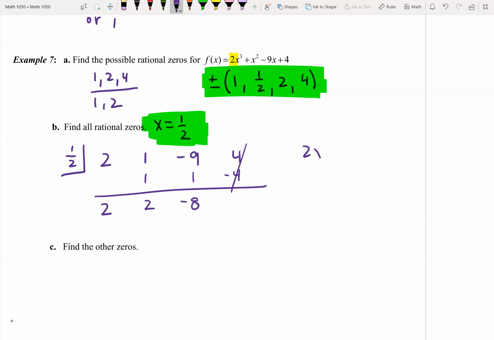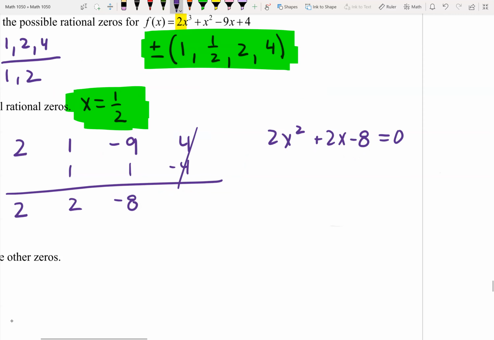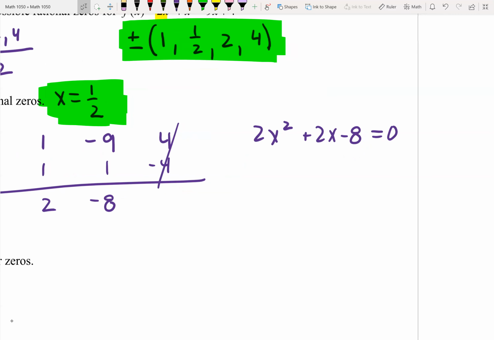Okay, everybody write down 2x to the second, because it was a 3 and synthetic division takes it down to a square. 2x to the second plus 2x minus 8. I'm trying to solve for 0, so I'm going to set it equal to 0. You tell me what to do. What would you do? Take out a 2. Then you're left with x to the second plus x minus 4 equals 0. Does that factor? It does not factor.